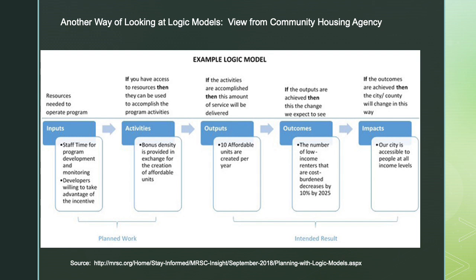Outcomes basically addresses the question, if those outputs are achieved, then this is the change that we're going to see. And in this example, you have a change in the number of low-income renters that are cost burdened. You're decreasing a stressor. Then impacts have to do with if the outcomes are achieved, then the city or county will change in this way. So impact is really a reflection of the ecology or the context around the program.